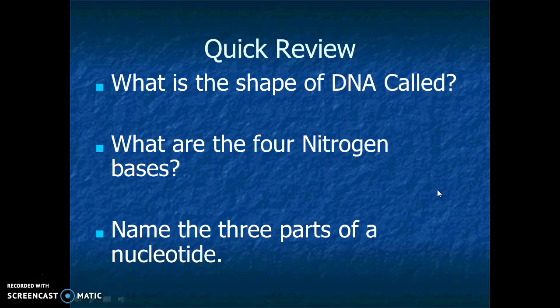So here's a quick review. What's the shape of the DNA called? Answer is double helix. What are the 4 nitrogen bases? Answer is C, G, A, and T. So cytosine, guanine, adenine, thymine. Name the 3 parts of a nucleotide. Answer is phosphate, deoxyribose sugar, and the nitrogen base. And there are 4 nitrogen bases.